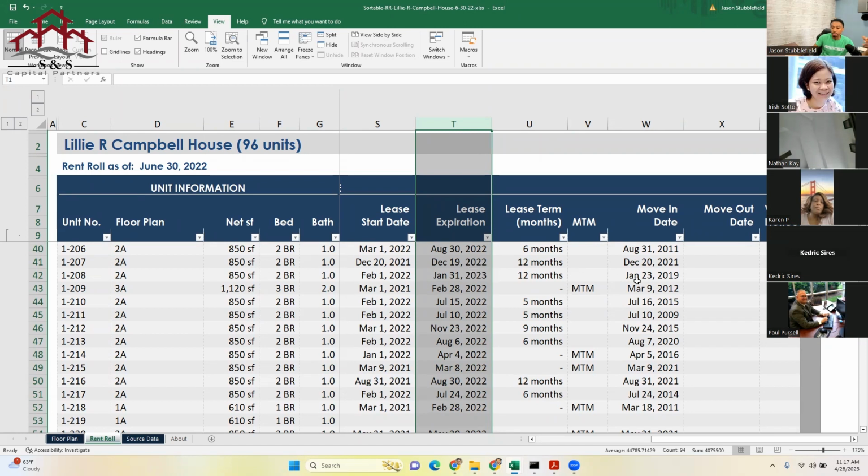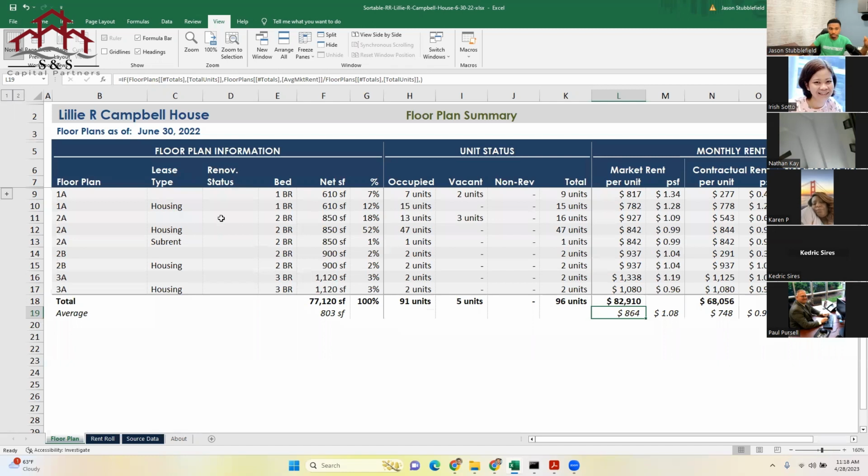So the rent roll gives you a good peek into how the property is currently working as a snapshot, right? I mentioned the summary. I think it's over here on this floor plan section. This is all that data just broken out real pretty. And this is how we do it when you put this into your underwriting.